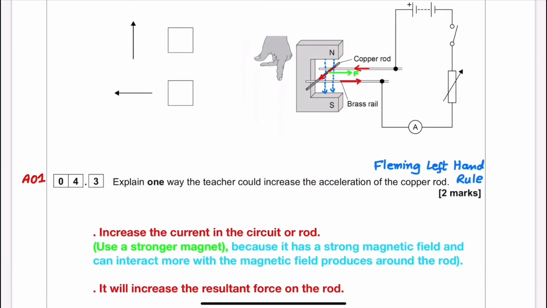If the current is increased in the circuit or in the rod, it will increase the force on the copper rod. As a result, it will start moving with a greater force. Or the student can write the answer: use a stronger magnet, because it has a strong magnetic field and can interact more with the magnetic field produced around the rod. So it will increase the resultant force on the rod. As a result, it produces more acceleration in the rod towards the right side.